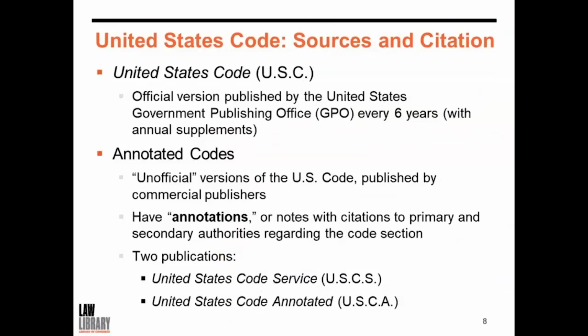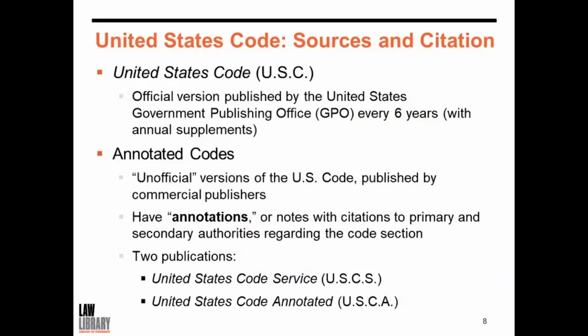There's two different print sources of the U.S. Code. There's an official print version of the code, which is published by the Government Publishing Office, GPO, every 6 years, and updated every year with supplements. It's a big kind of hardback bound volume. And then there's also unofficial versions of the code.